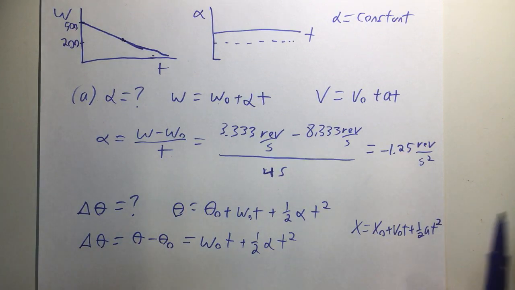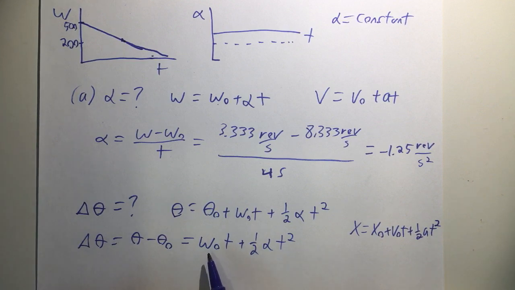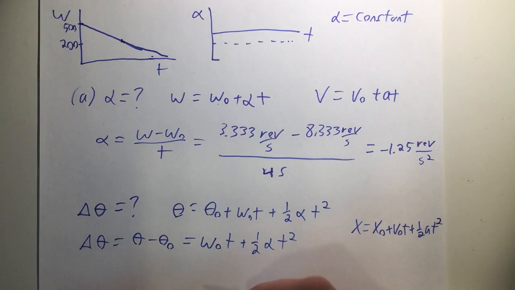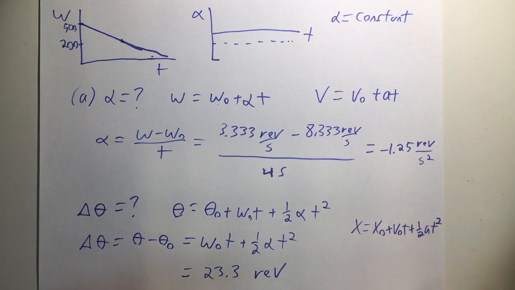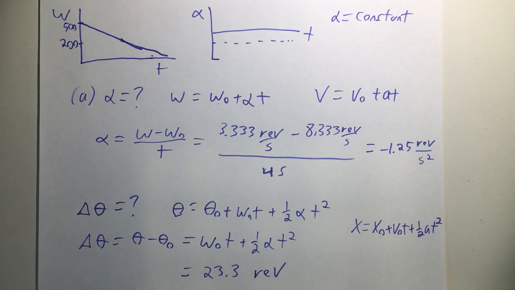Okay, and so I know everything here. I know my initial angular velocity. I know the time is 4 seconds. I know my angular acceleration now is minus 1.25. So I can solve this plugging in for all those values, and I get 23.3 revolutions. Okay, so that's why we kept everything in terms of revolutions per second and revolutions per second squared up here. It allowed us to quickly just solve for the number of revolutions.